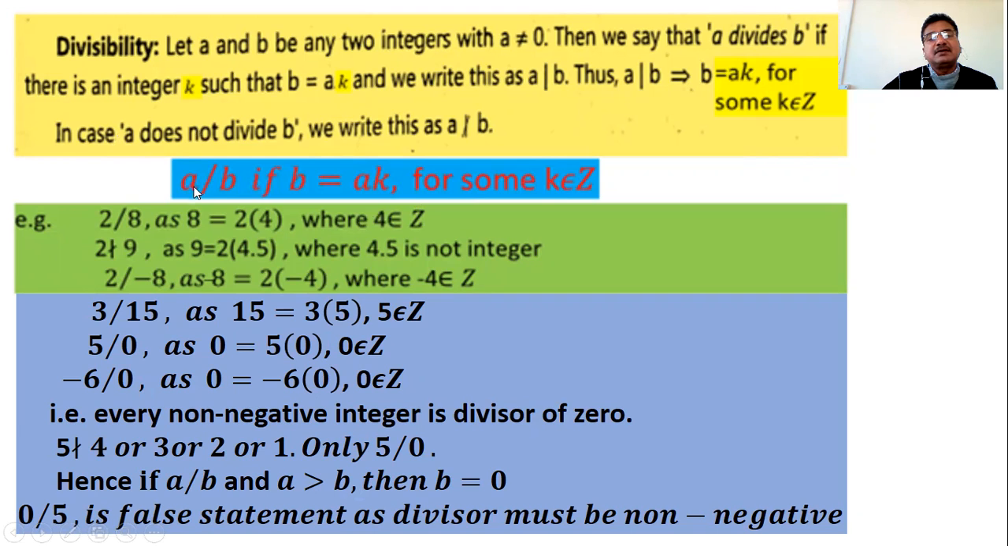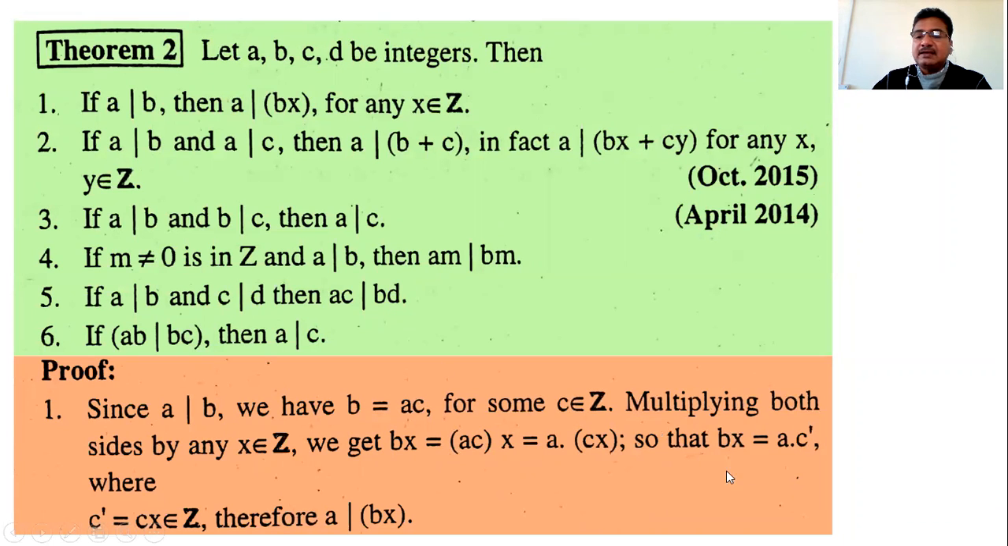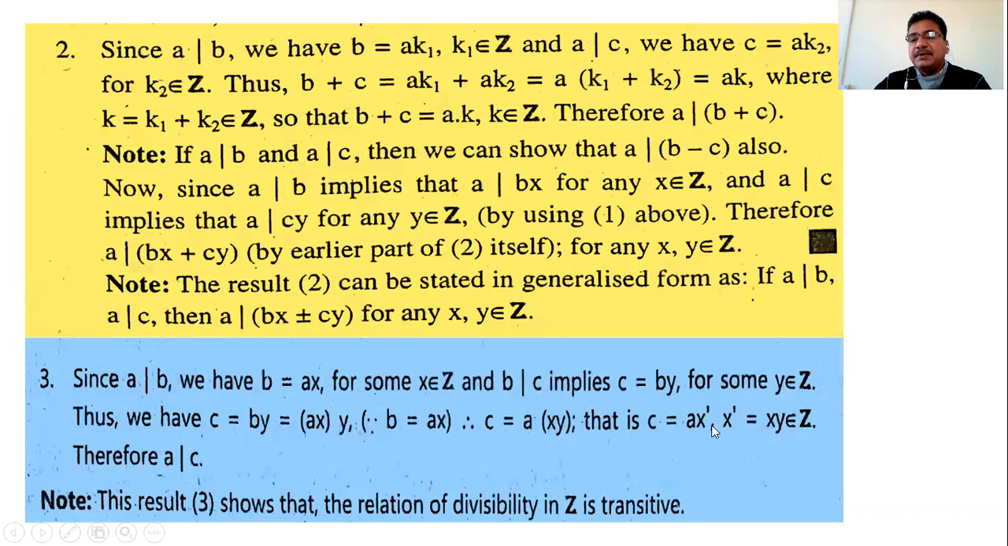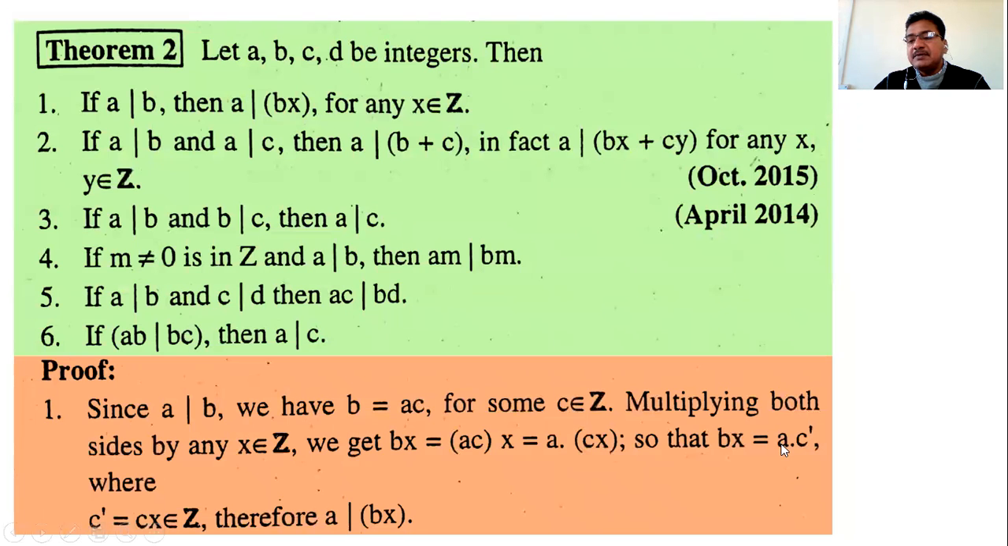This is a two-way statement. If A divides B, then we have this. And if we have B equal to AK for some K belonging to Z, then we say A divides B. So here we have Bx as A times some integer, which means A divides Bx by the reverse use of this definition, and that is what we had to prove.